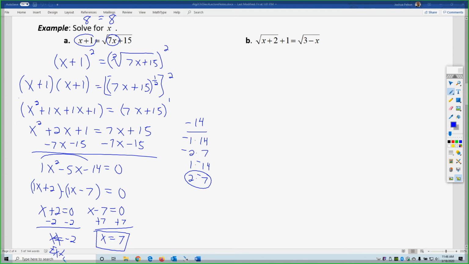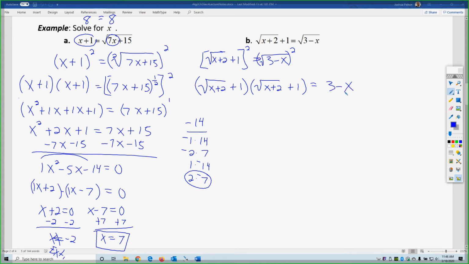Let's try the right-hand side. So again, we want to cancel the radical. So we're going to need to square both sides. So square root of x plus 2 plus 1 squared equals 3 minus x square rooted squared. On the left-hand side you have two terms. So that's going to be root x plus 2 plus 1 times root x plus 2 plus 1.